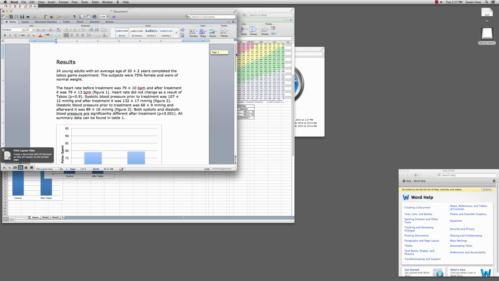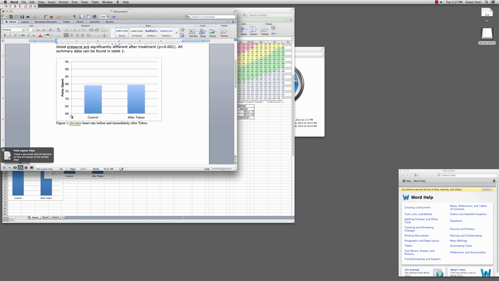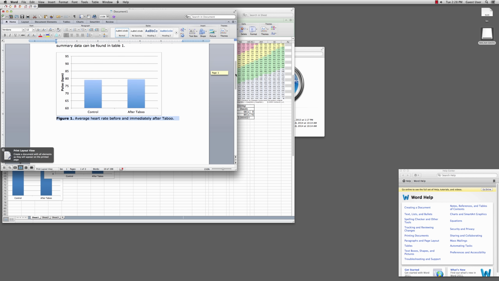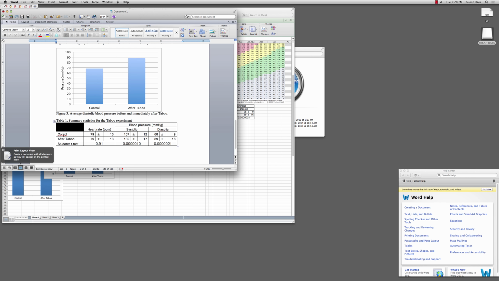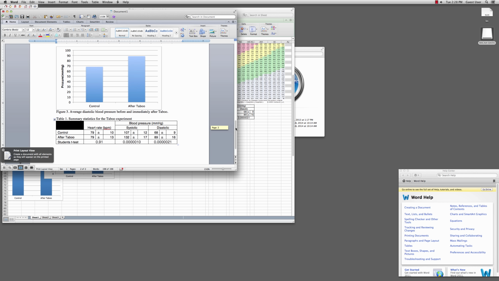Alright, let me scroll through the rest. We have figure 1 labeled. Make it bold if you want. Oh, it should be same text. Alright, so that was Verdana. Alright, do that for all the others. So we have one figure for heart rate, one figure for pressure, systolic, and one figure for pressure, diastolic. Alright, then we have our nice table. Control. Diastolic. Alrighty guys, that is all for the results.